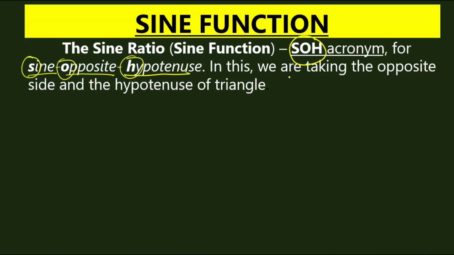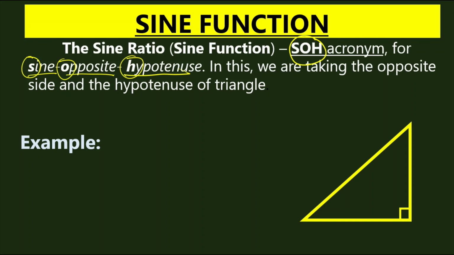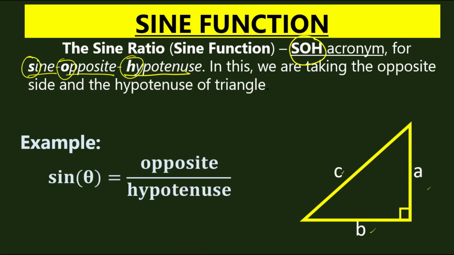S-O-H. In this, we are taking the opposite side and the hypotenuse of a triangle. For example, we have this right triangle with sides A, B, and C is the hypotenuse. We have a theta, or an angle, in our right triangle. So, the sine theta is equal to the opposite over hypotenuse. The SO, S-O over H.